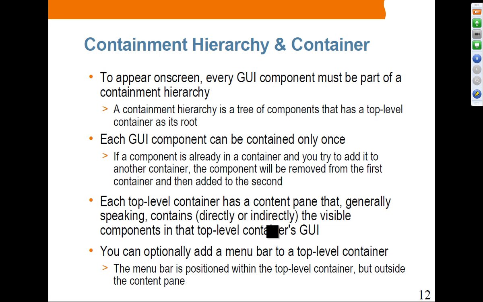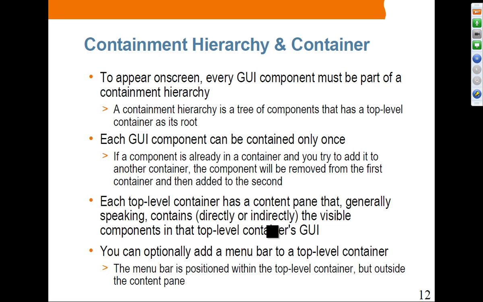Okay, so containment hierarchy and container. To appear on screen, every GUI component must be part of a containment hierarchy. You can think of a containment hierarchy as basically a tree of components that has the top-level container as its root. Each component can be contained only once. So if a component is already in a container and you try to add it to another container, the component will be removed from the first container and then added to the second.